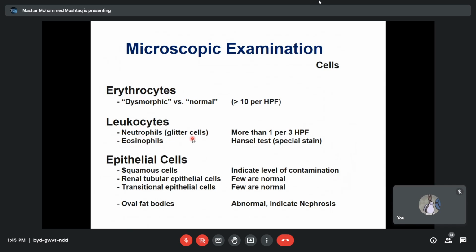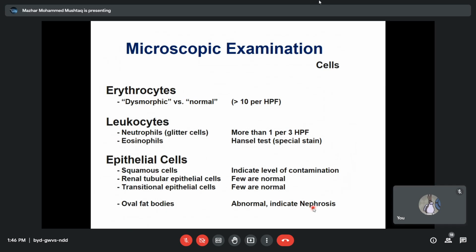Leukocyte, neutrophil, you can see the eosinophil. So all these things can be present. Epithelial cell, squamous cell, renal tubular cell, transitional epithelial cell. So all these things can be seen under the microscope, and only the specialist, or the person who has examined more than 100 urine samples, can identify these things.